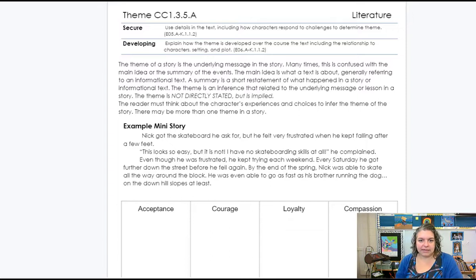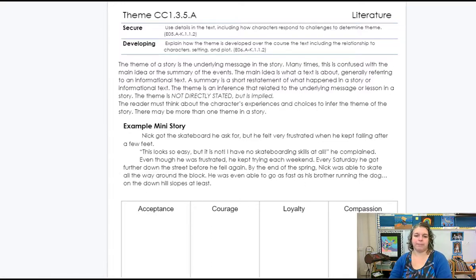Many times this is confused with the main idea or the summary of the events. The main idea is what the text is about, generally referring to an informational text. A summary is a short restatement of what happened in a story or in an informational text. The theme is an inference that is related to the underlying message or a lesson in the story. Theme is not directly stated, but is implied. The reader must think about the character's experience, the choices to infer the theme of the story. There may be more than one theme in a story.